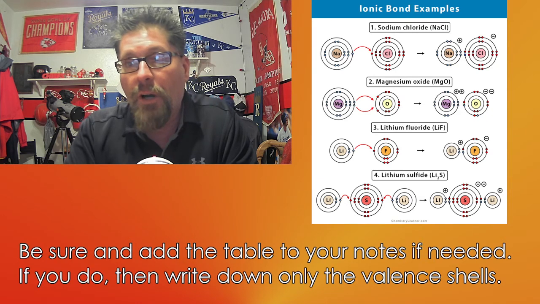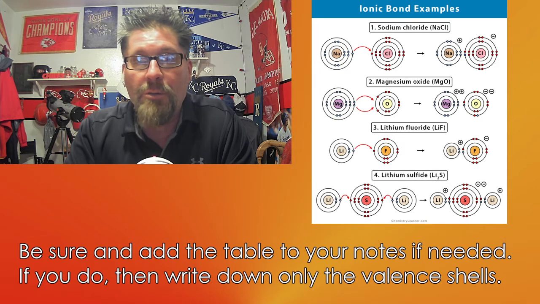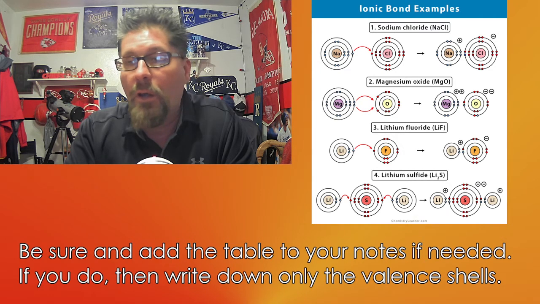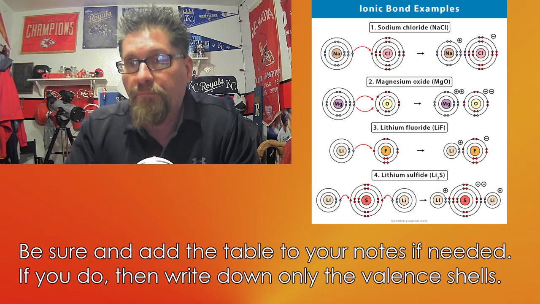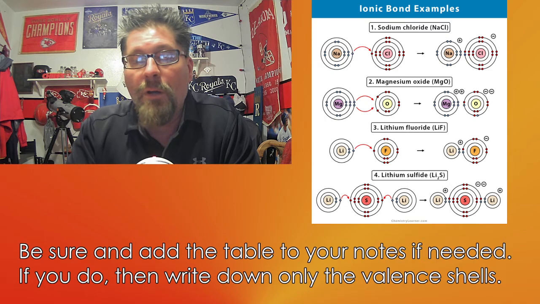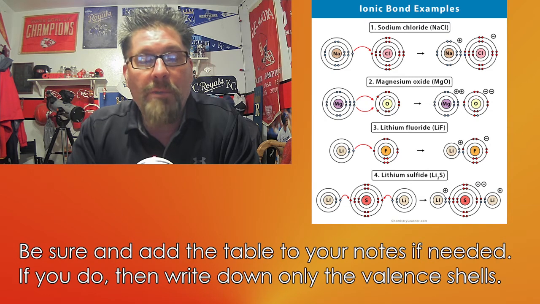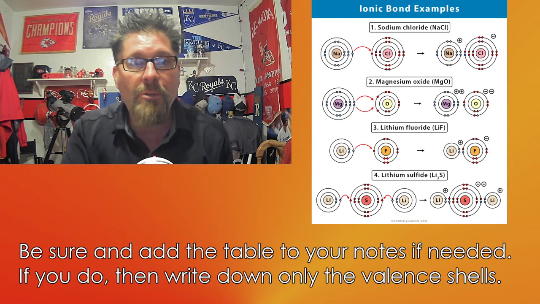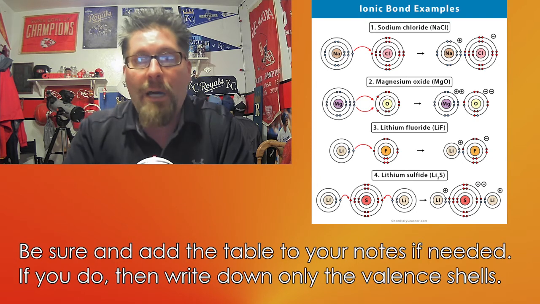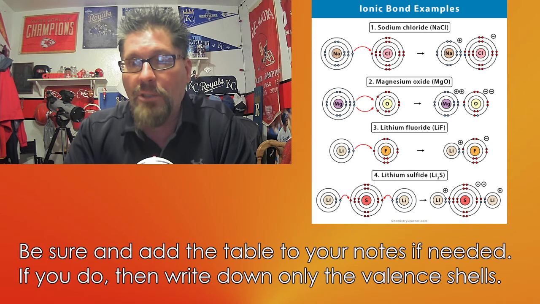Again, if we look at our third example, this comes back to a 7 and a 1. The 7 takes the 1. It becomes 8. The lithium valence shell becomes inactive, and now it falls back to the first shell, which has 2, which is full, and that's how both meet the octet rule.